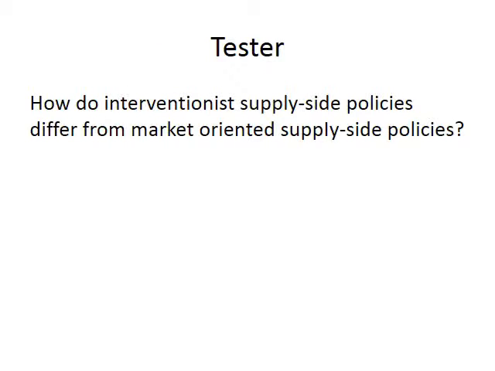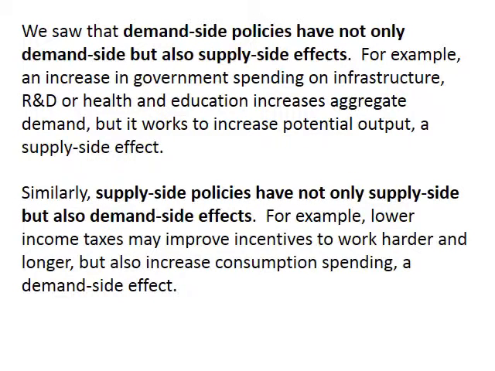So again, a tester for you to look at and compare your answer. We saw that demand-side policies not only have demand-side, but also sometimes supply-side effects. So for an example, an increase in government spending on infrastructure, R&D, or health and education certainly increases aggregate demand because we have government spending, the G component of aggregate demand. But it also works to increase potential output, a supply-side effect. So the LAS curve will shift to the right and the SAS curve.